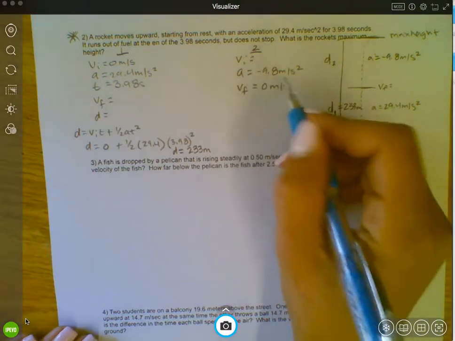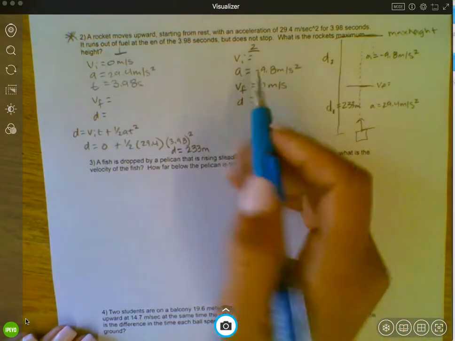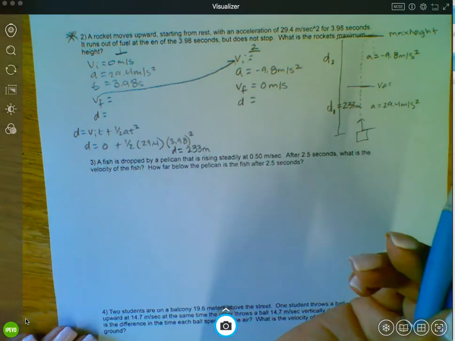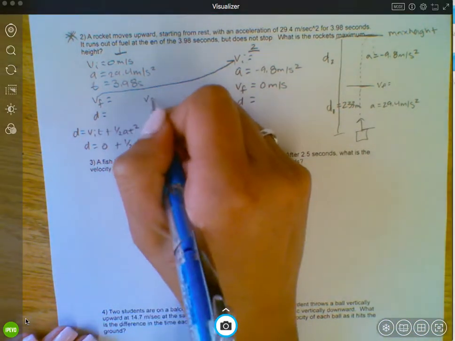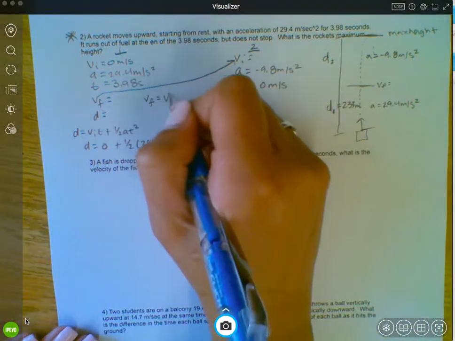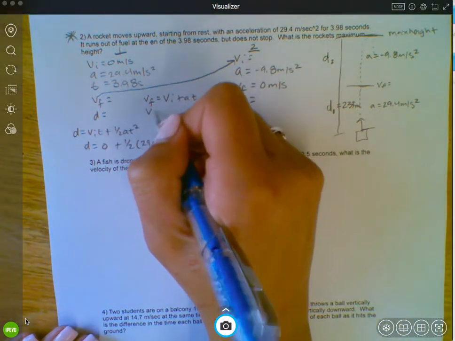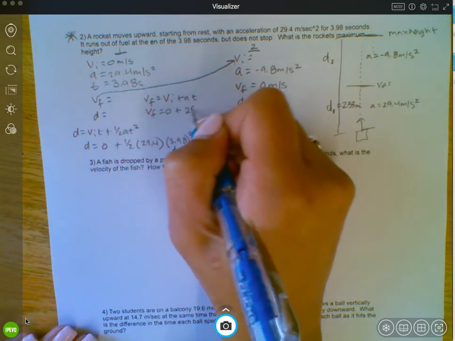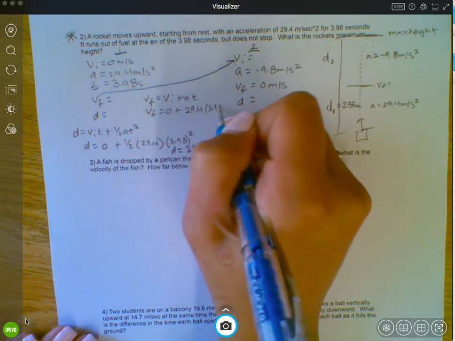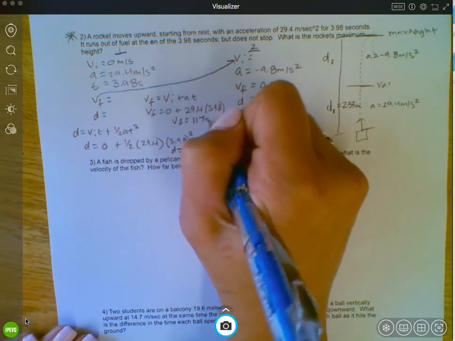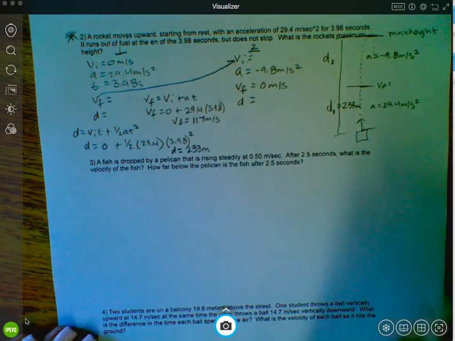And then for part two, in order to find the displacement, we still need the initial velocity, but remember, it's going to be the same as the final velocity from part one. So I'm going to solve for the final velocity in part one using this equation, just the easiest. And if I'm remembering right, it's about 117 meters per second. That's how fast it was going when the thrusters died, or the fuel ran out.